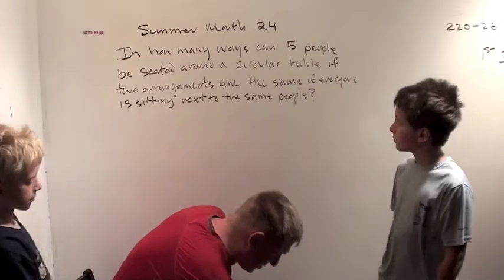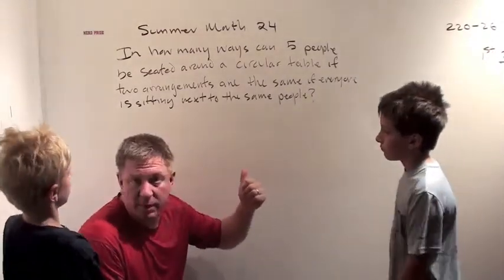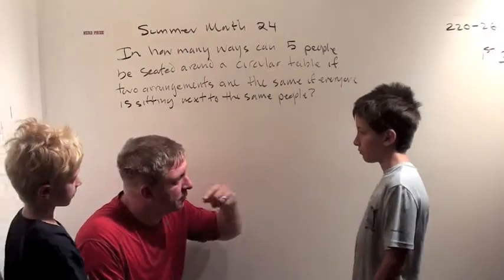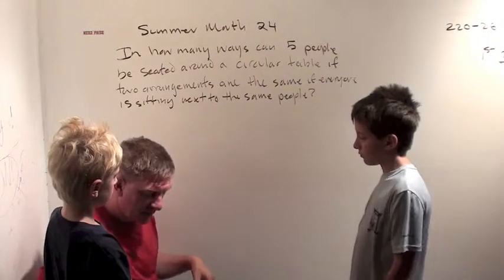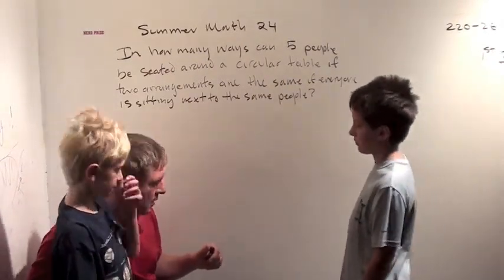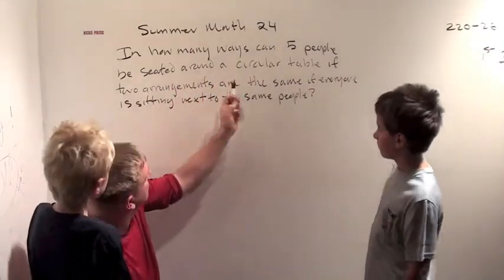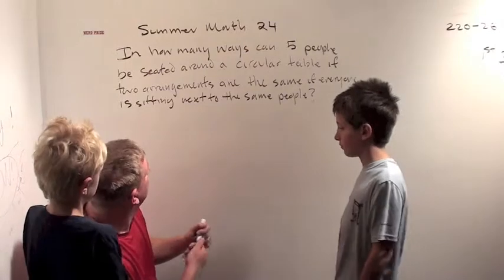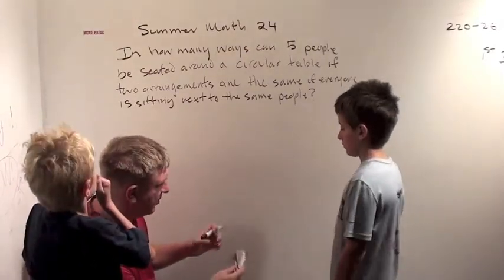Okay, so we're on the chapter on counting, sort of special situations. We did a little bit of correcting for overcounting. We counted pairs. And now the next section is called counting with symmetries. So we have this question: in how many ways can 5 people be seated around a circular table if 2 arrangements are the same if everyone is sitting next to the same person?